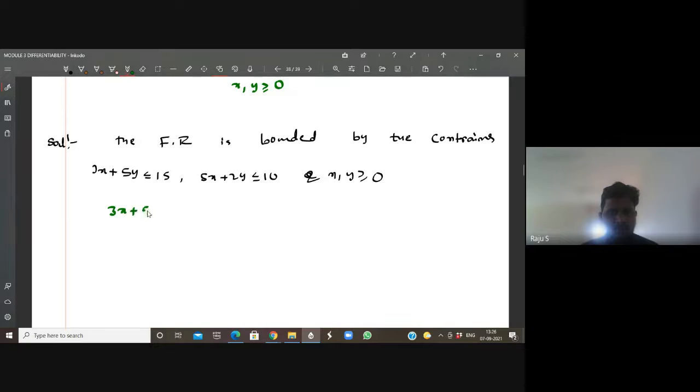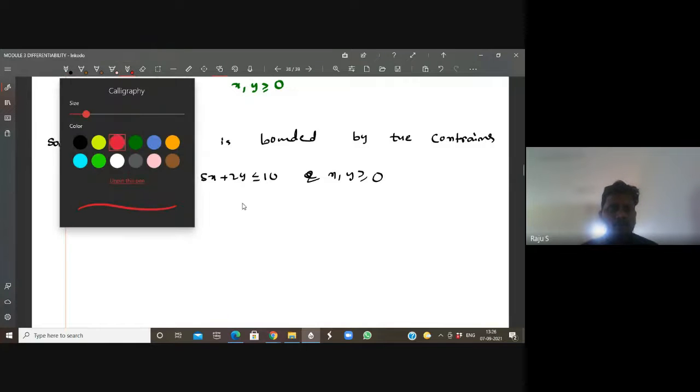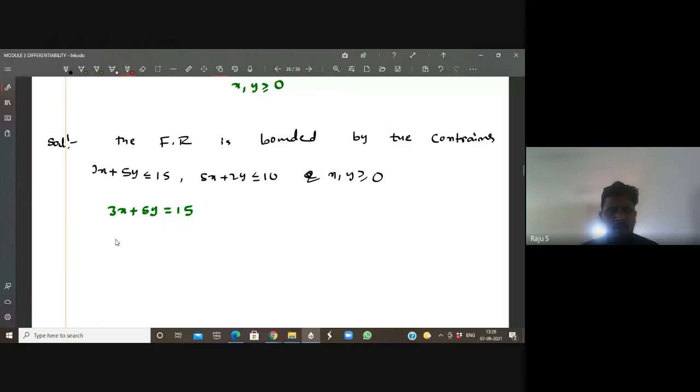5x plus 5y is equal to 15. Now I am going to find the points on the coordinate axis. X is equal to 0, then we'll get y value is 3. And y is equal to 0, we are going to get x value is 5. So here the points are (0, 3) and (5, 0).